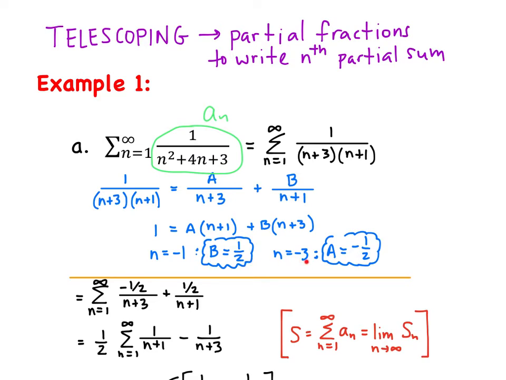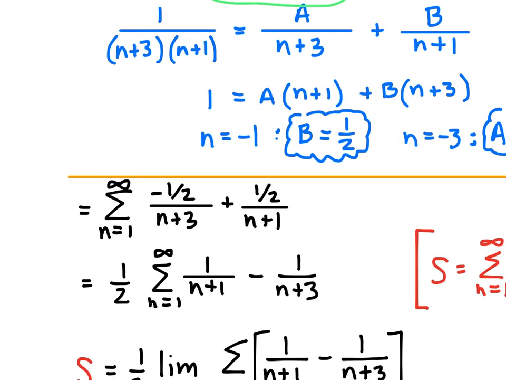When n equals -3, a is -1/2. So now we can rewrite this sum in terms of those partial fractions. So we have -1/2 over n plus 3 plus 1/2 over n plus 1. Well, I can bring a 1/2 out, because every term is going to have that 1/2.